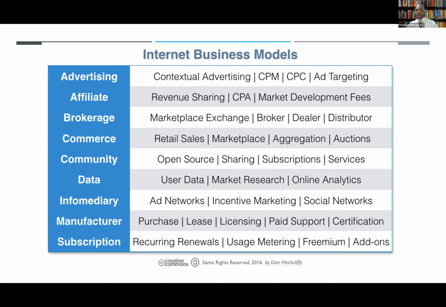So today we will also decipher the difference between data and information. Decipher means just to be able to see the difference. Manufacture, purchase, lease, licensing, paid support, and so forth. And then subscription, that many of us are very familiar with. So hopefully that will serve as a minor reminder of that information.